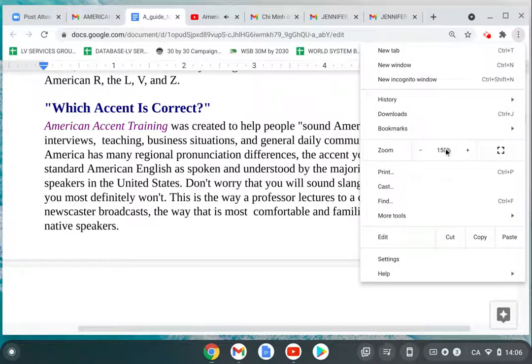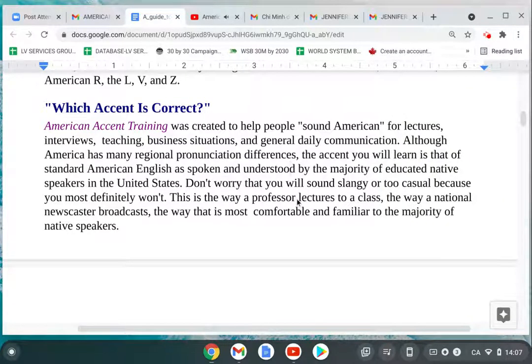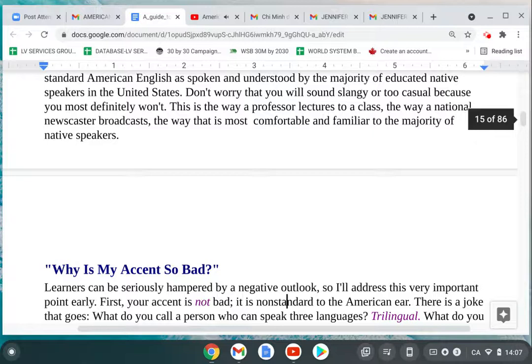Don't worry that you'll sound slangy or too casual, because you most definitely won't. This is the way a professor lectures to a class, the way a national newscaster broadcasts, the way that is most comfortable and familiar to the majority of native speakers.